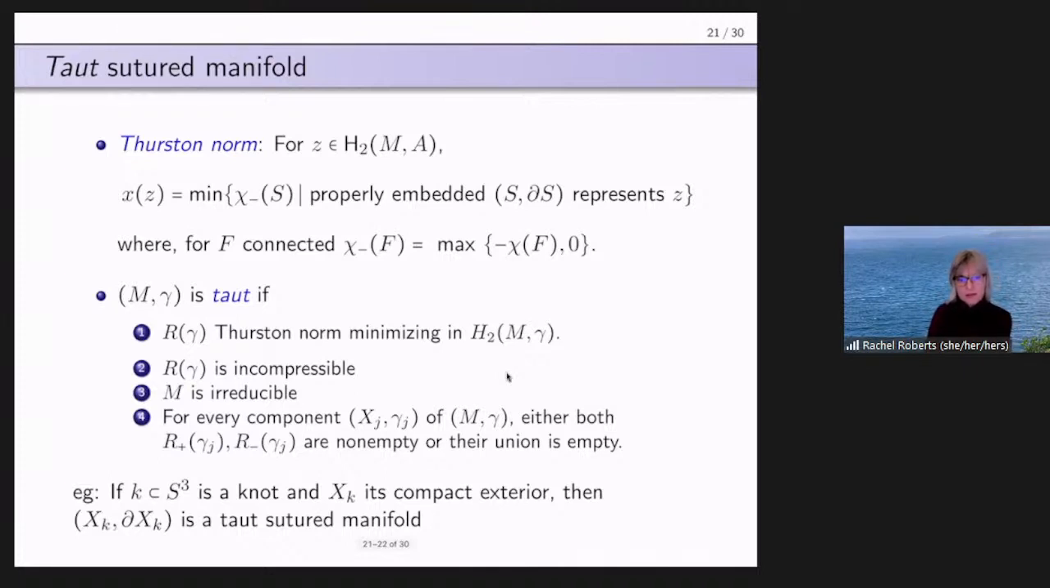But let's just have some baby examples. If I give you a knot in S3 and XK is its compact exterior, so we take S3 and remove an open neighborhood of the knot, then S3 minus this neighborhood of K, with the boundary of the neighborhood of K, is a taut sutured manifold. In this case, A of gamma is empty, and T of gamma is just that boundary component. A second example would be to start with your knot and its exterior and decompose along a minimal genus Seifert surface. Now you're going to have this boundary, which is twice the genus of the minimal genus Seifert surface, and you've got a single suture. And this is going to be an example of a taut sutured manifold.